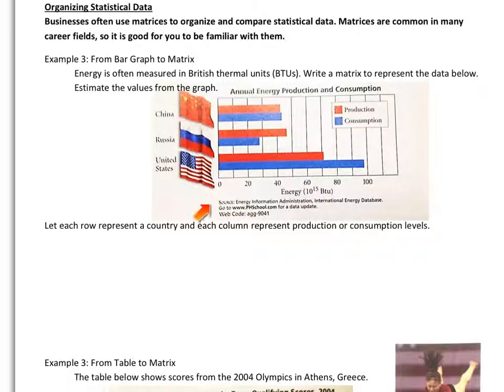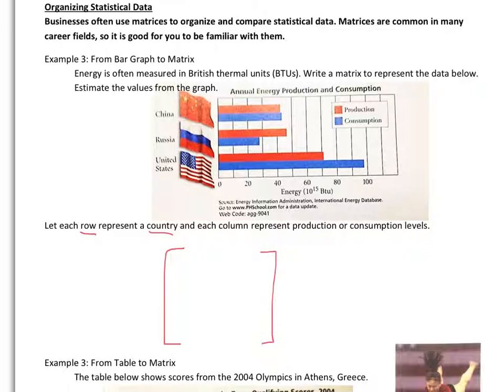Now, what does it say? It says, let each row represent a country. If countries are rows, how many rows are we going to have? How many countries are there? There's 3. And then each column represents production and consumption levels. So we're going to have 2.